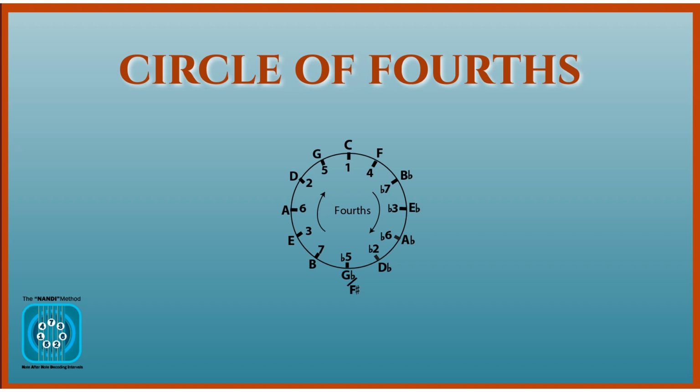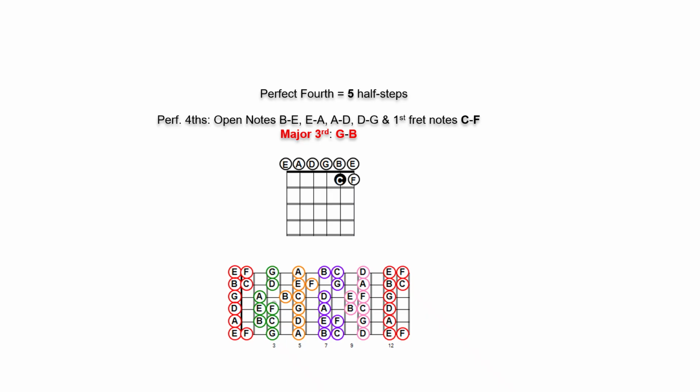This lesson is about learning to visualize the fretboard in fourths. A perfect fourth is an interval of 5 half steps. Except for the major third between G and B, the tuning notes are mostly in fourths: B to E to A to D, and D to G, and also between C and F, at the first fret. This mostly fourth tuning carries across all 6 strings, making the fretboard easier to learn.